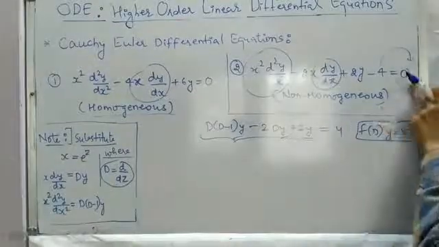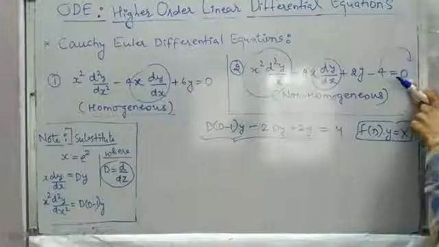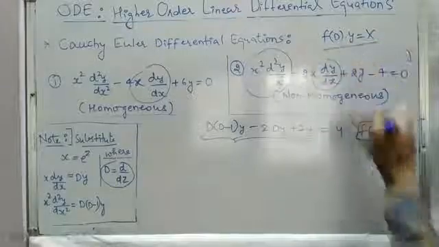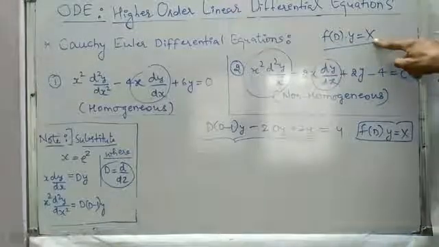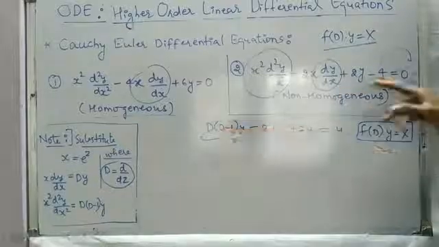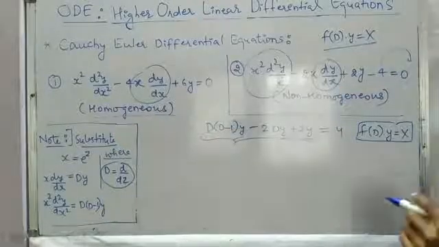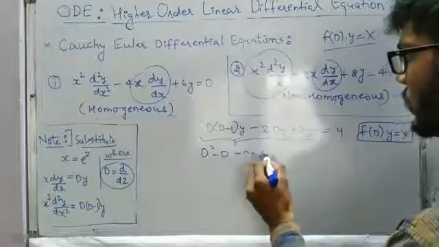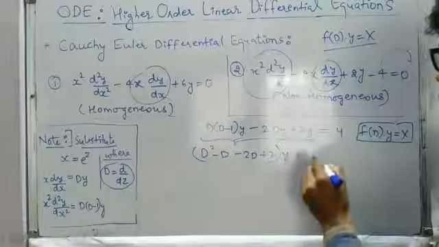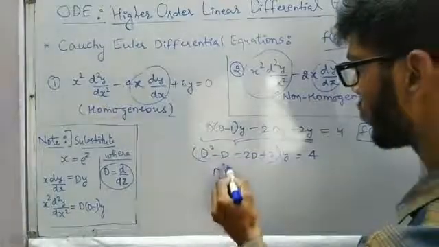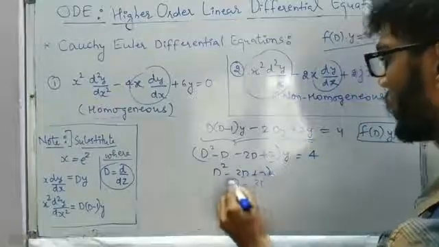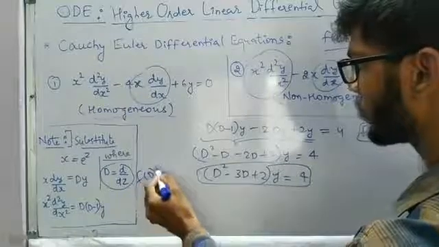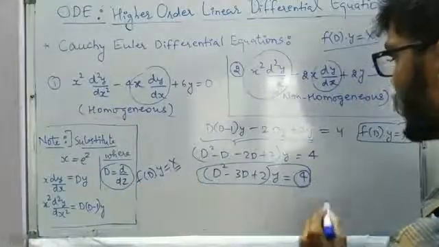Don't confuse yourself that if the right hand side is 0, this is homogeneous. No, you have to take the equation in the form f(D)y is equal to capital X. If in this format capital X is 0, then you call it homogeneous. So this is not homogeneous, this is a non-homogeneous linear differential equation. So D² - D - 2D + 2, and y I have taken common, so this is nothing but (D² - 3D + 2)y is equal to 4. So we can see clearly this is of the form f(D)y is equal to capital X, and capital X is nothing but a constant.